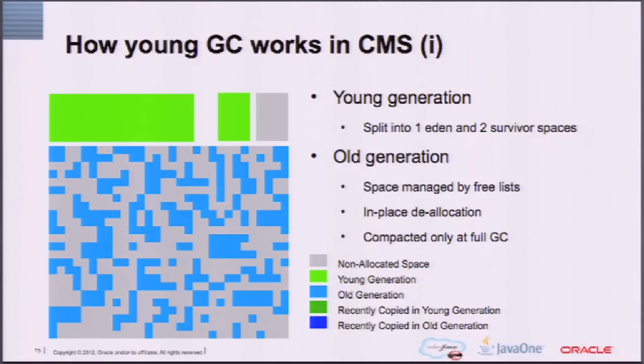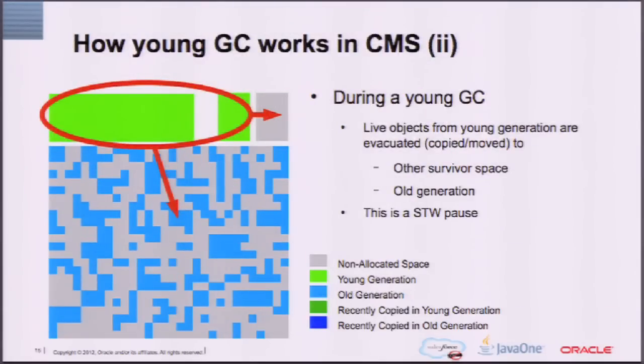So a key thing to understand here again is this deallocation with CMS. In other words, the way objects are collected in old generation is they're deallocated in place. There's no notion of compacting this space together unless you're getting this full GC. Okay, so during a young GC, any of these live objects that are in Eden and survivor space are then copied to the other survivor space, and there may be some objects that are promoted into old generation.